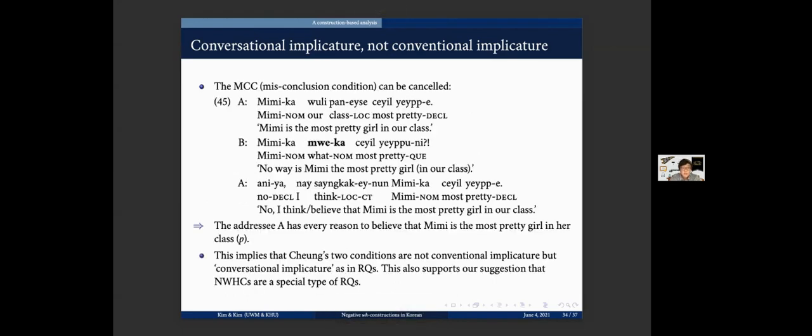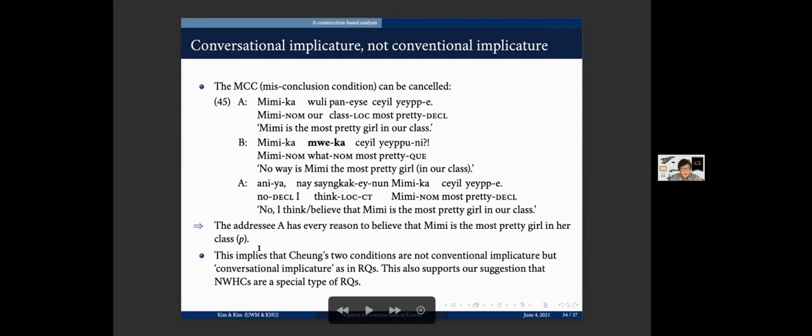And also the MCC, misconclusion condition, can be cancelled in Korean. So here A says, 미미가 우리 반에서 제일 예뻐. Mimi is the prettiest girl in our class. And B says, 미미가 뭐가 제일 예쁘니? No way is Mimi the prettiest girl in our class. And A says, 아니야, 내 생각에는 미미가 제일 예뻐. Which means, no, I believe that Mimi is the prettiest girl in our class. So here, as you can see, the addressee A has every reason to believe P, namely that Mimi is the prettiest girl in her class. So this data means that this conclusion condition can be cancelled.